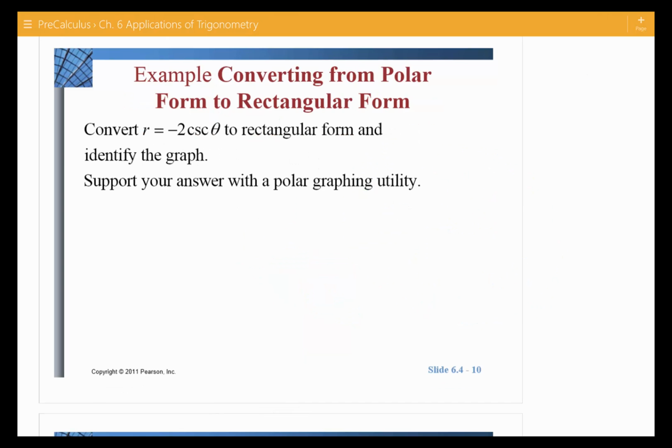Okay, now we convert from polar coordinates to rectangular form with our functions. Now we have a function that's in polar form, where we have r varying with theta. You can graph this in your calculator in polar mode if you want to see what it looks like, but we can convert it algebraically as well. If we make this negative 2 divided by the sine of theta, that's cosecant really, 1 over sine, we can multiply both sides by the sine of theta, and that gives us negative 2.